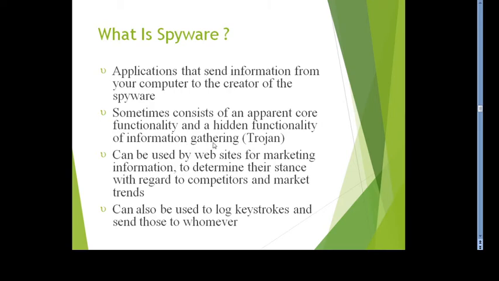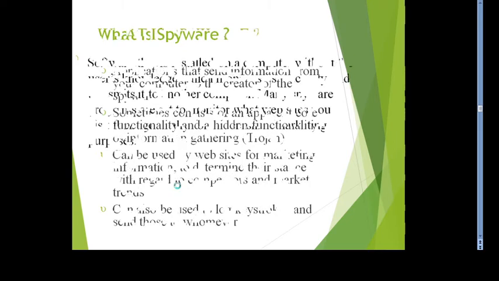An example of spyware is a Trojan. It can be used by websites for marketing information. What is the purpose of spyware? We will be explaining this slide. It is used to determine their stance with regard to competitors and market trends. It can also be used to log the keystrokes and send them to the attacker.